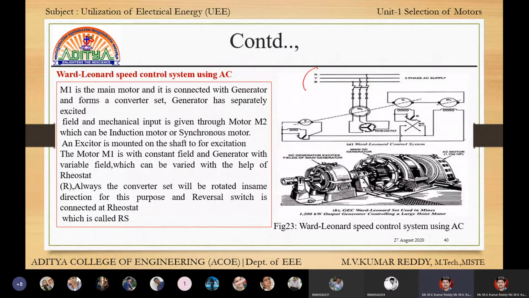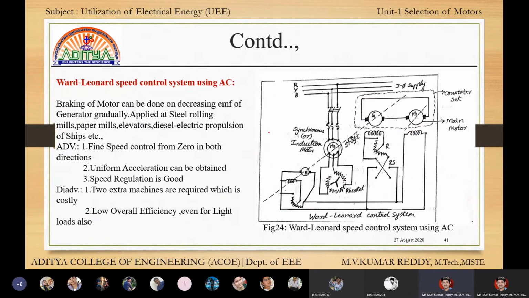This is the Ward-Leonard method for AC. Here also we have three machines: two motors and one generator. This is the exam point of view diagram. Here the M2 motor is connected to the AC supply, and it forms the generator motor set. Previously in DC, these two were the set, but in AC, these two are the set.